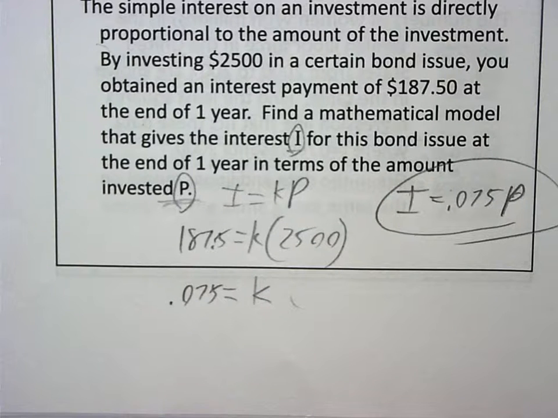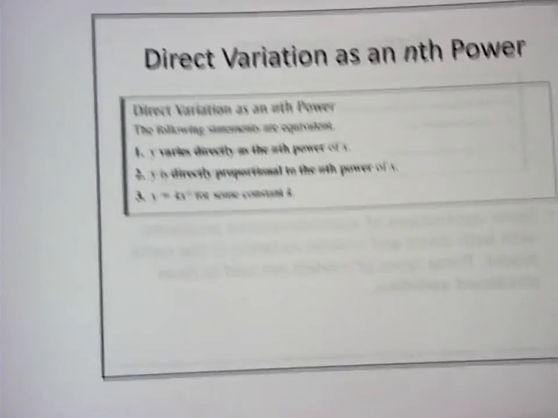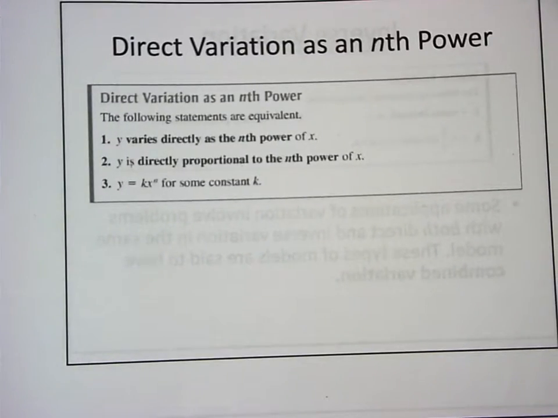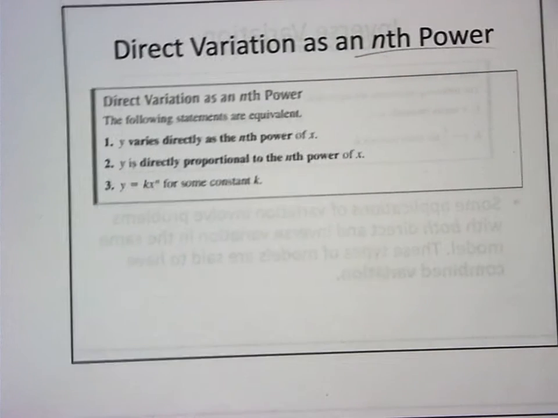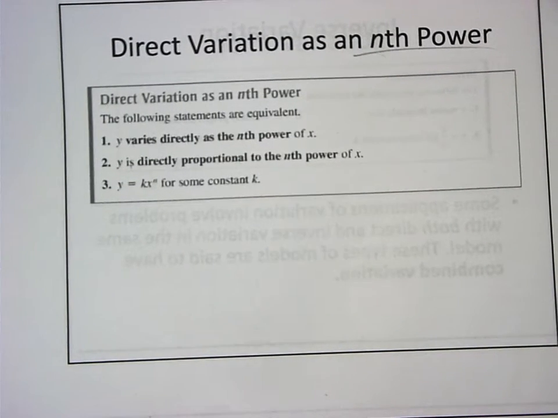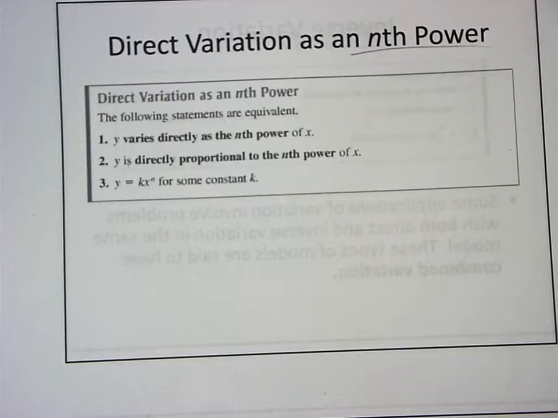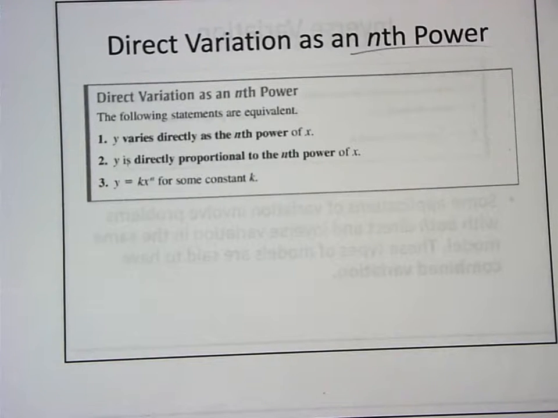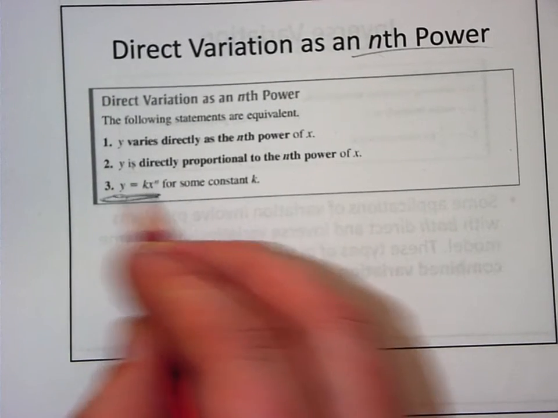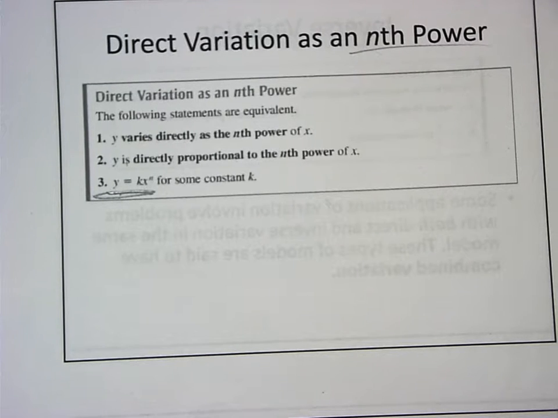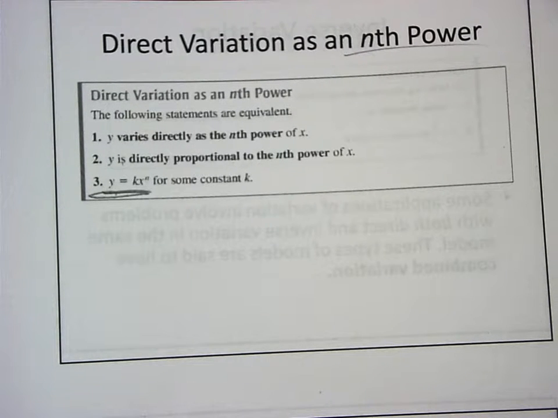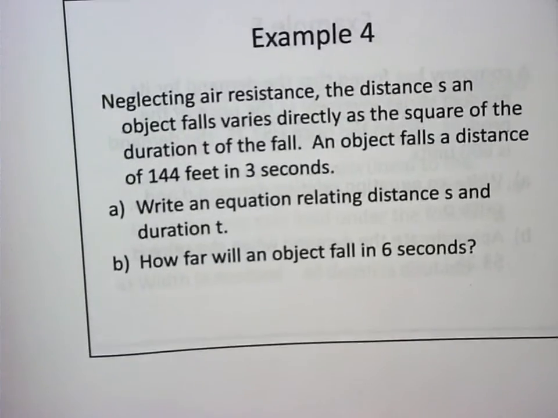Now that's direct variation. Direct variation is the most common. Now they do have some little modifications on it though, when you don't have the exact same multiplier going from step to step. Because sometimes you have a power thrown into the mix. So if it says something along the lines of y varies directly as the nth power of x, that means it's y equals k times x to the n power.